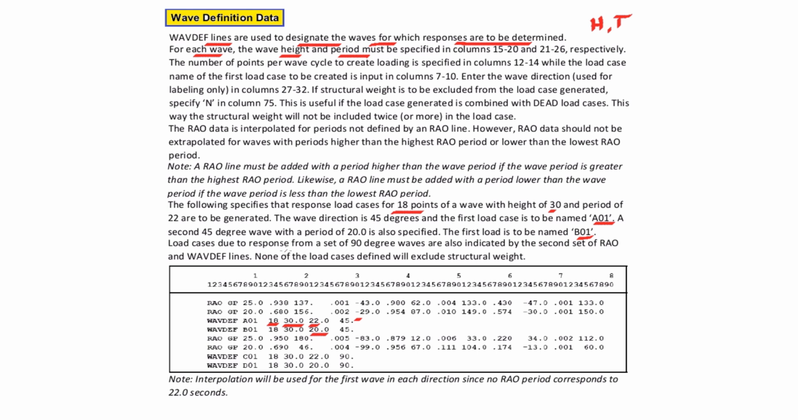Load cases due to response from a set of 90 degree waves are also indicated by a second set of RAOs. Here you can see this is the second set of RAO and wave definition lines. This is for the 90 degrees.